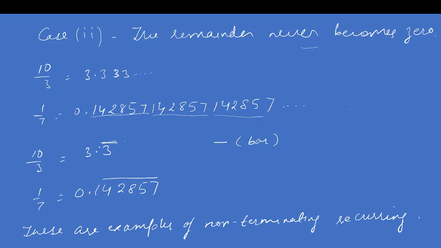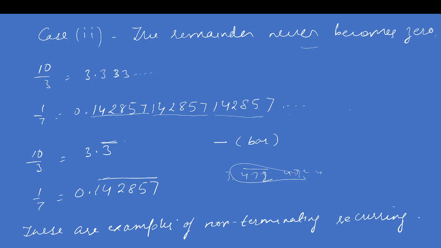The number over which the bar is placed, only that number will repeat. So in this case only 3 will repeat. If we put the bar over 142857, that whole block will repeat. If something like 3.472 has a bar, then 472 will repeat again and again. So this is the meaning of the bar: the number over which it is placed is repeating. It is non-terminating. These are examples of non-terminating and recurring. Recurring means repeating.